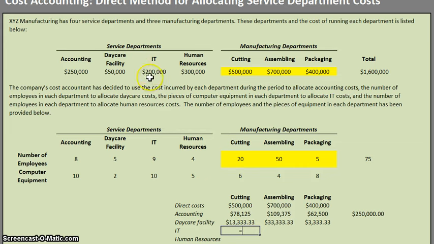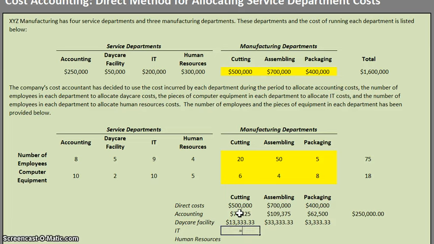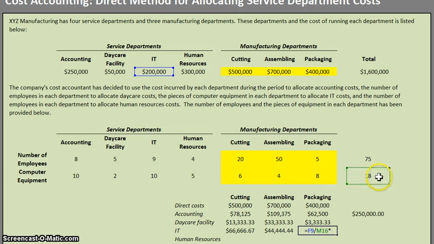Let's do IT, $200,000 in cost in IT. They're going to be doing it based on the pieces of computer equipment. So let's go ahead and see. We have a total of 18 pieces of computer equipment. So we have 200,000 divided by 18 times 6. $200,000 divided by the 18 total, and they're going to get 4 of those. And then 200,000 divided by the 18 times the 8.